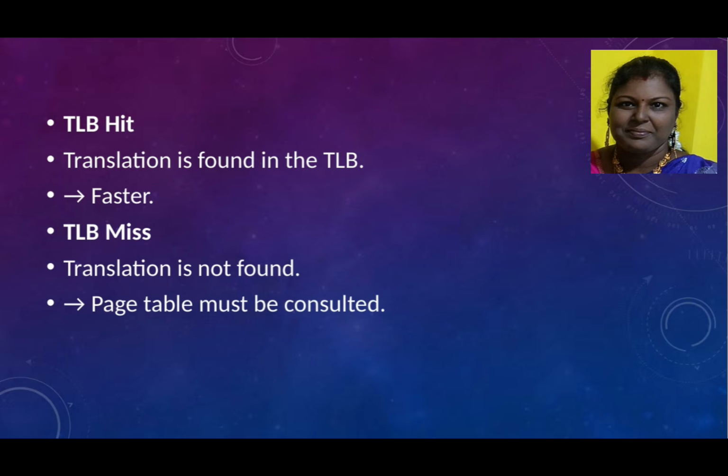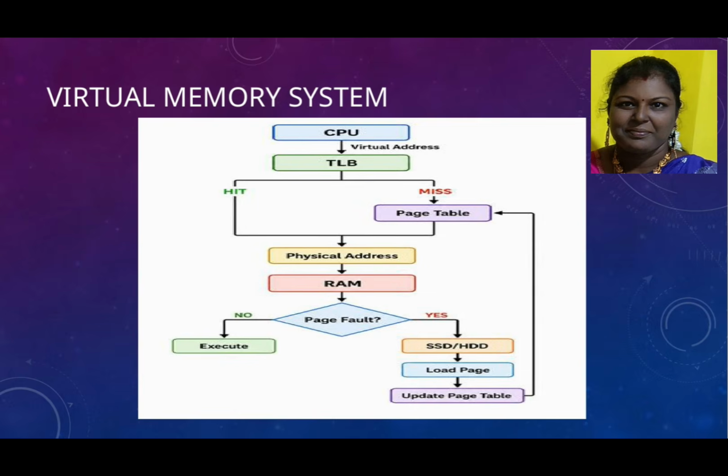Let's talk about the virtual memory system, a key concept that lets computers use more memory than they physically have. It creates an illusion of a large, continuous memory space by swapping data between fast RAM and slower storage. This system helps programs run smoothly, even when memory demands are high. Understanding how virtual memory works gives us insight into how computers manage resources efficiently behind the scenes.